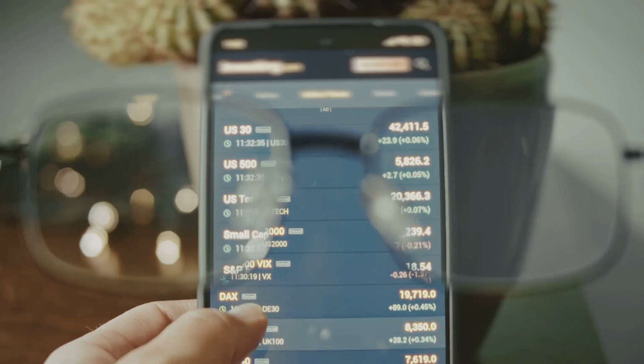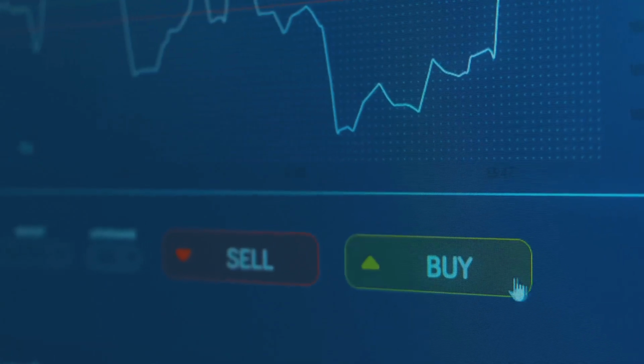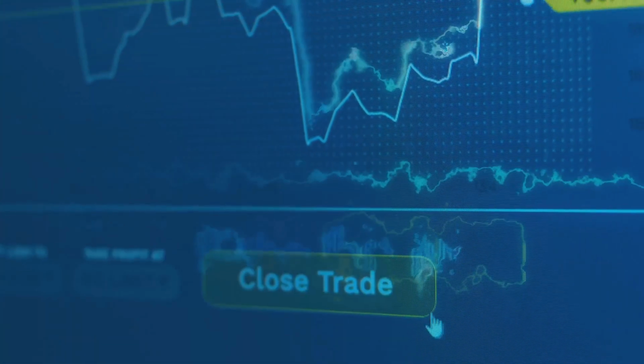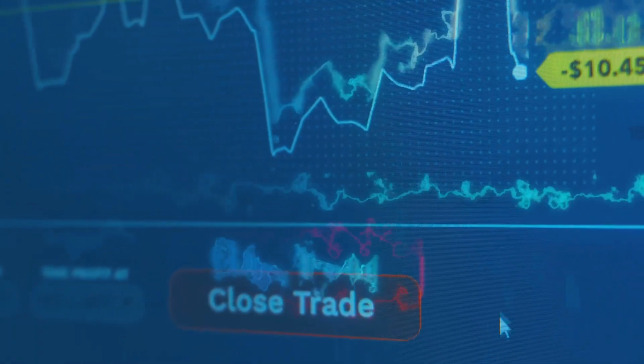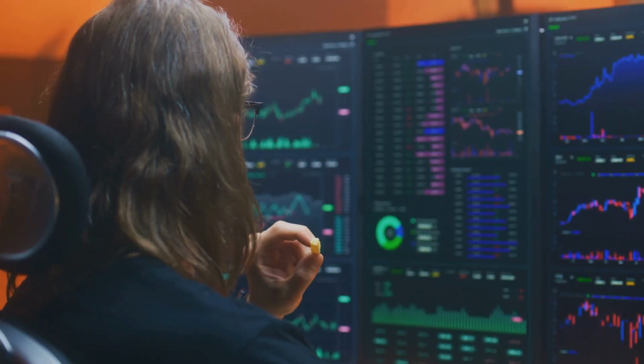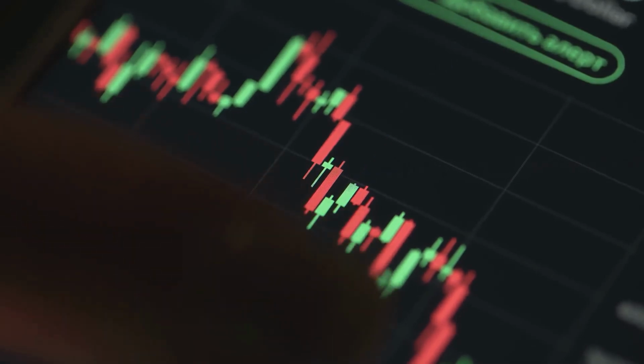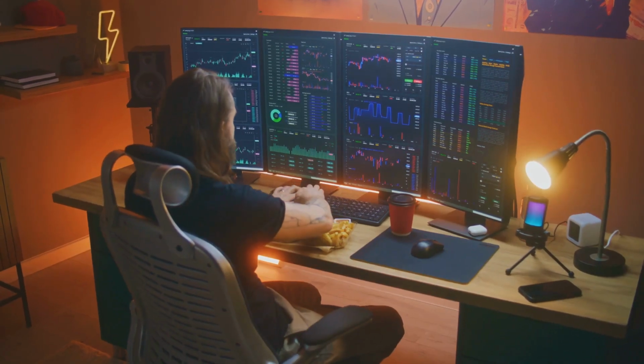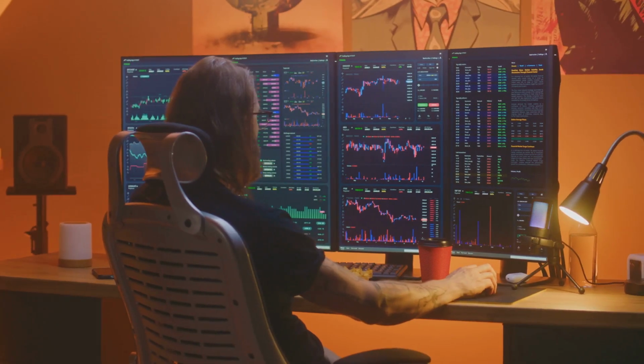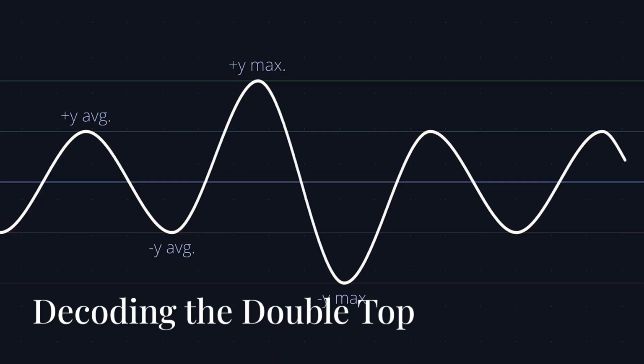But remember, risk management is key. Always use stop-loss orders to limit your potential losses in case the market moves against you. Remember, trading is a marathon, not a sprint. It's about making calculated decisions and managing your risk effectively. Don't let emotions cloud your judgment. Stick to your trading plan and let the market do its thing.